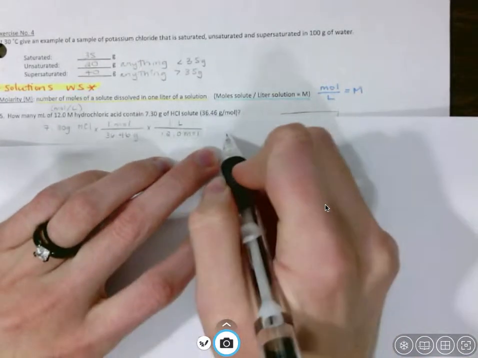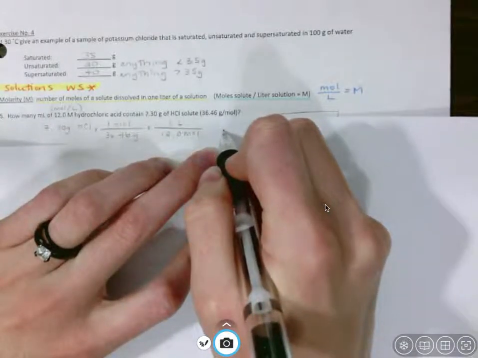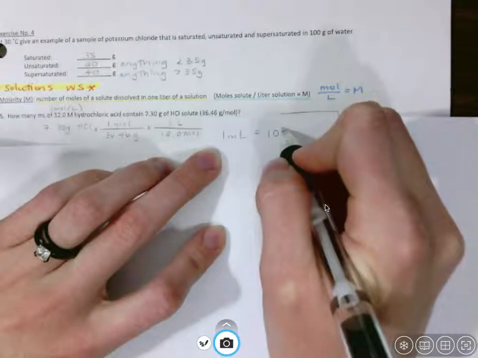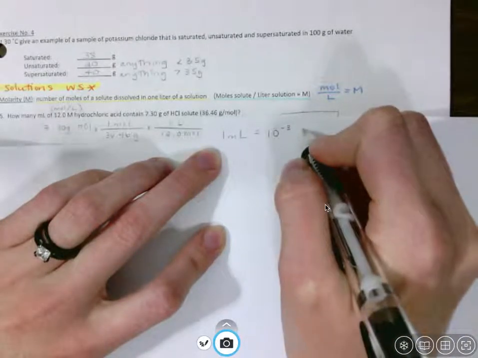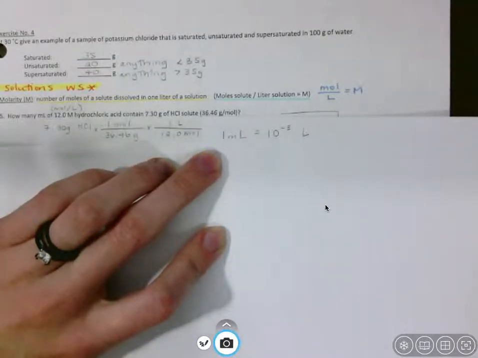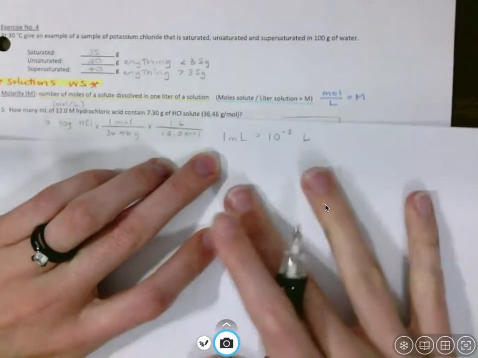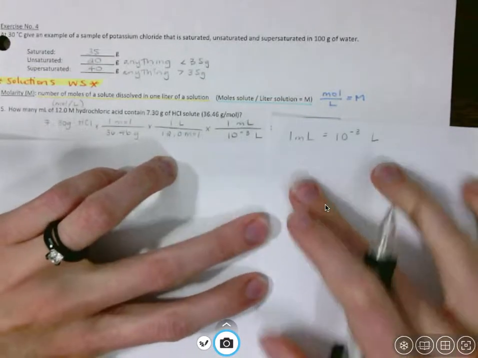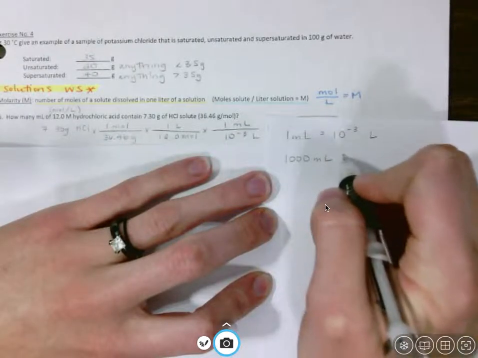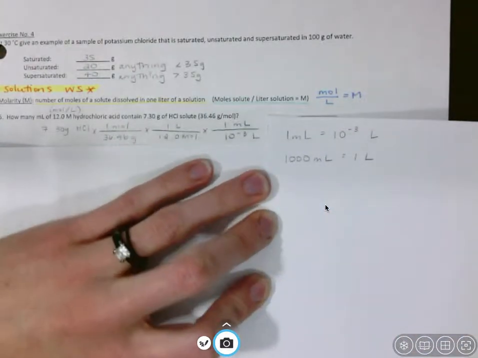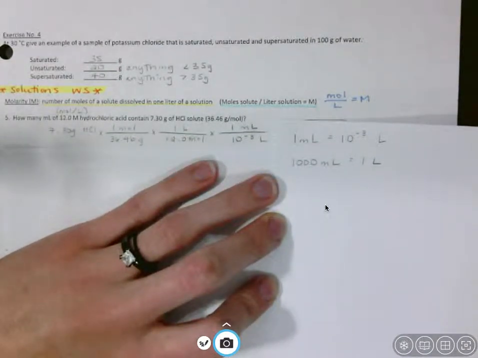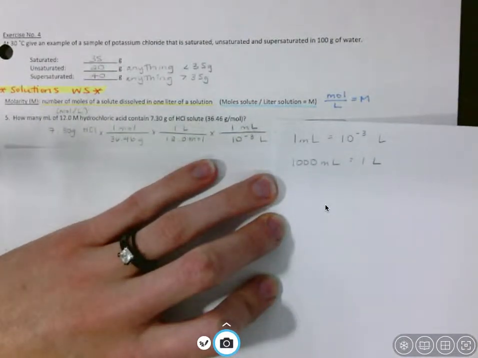That metric conversion is 1 milliliter is equal to 10 to the negative third liters, which is also the same as 1,000 milliliters in 1 liter. So either of them works. They'll both give you the same answer. Same thing, just different format.